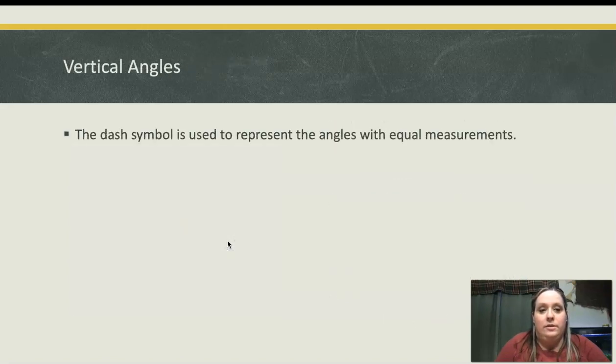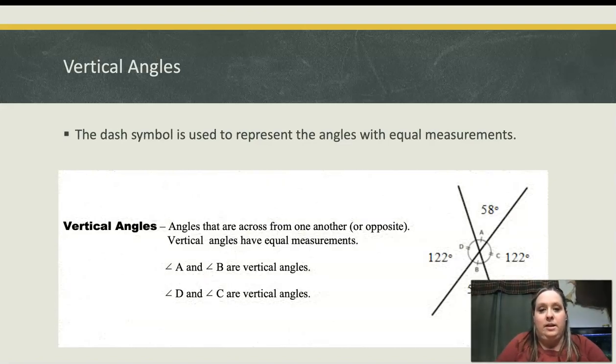So vertical angles. The dash symbol is used to represent angles with equal measurements. So vertical angles are always equal. So this represents equal. They're vertical, or opposite of one another. Same thing with this one, 2, 2, vertical or opposite of one another.